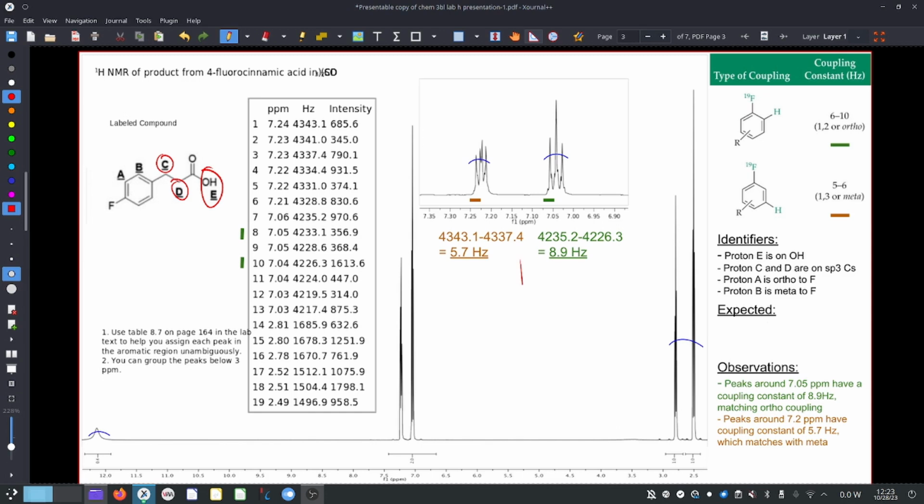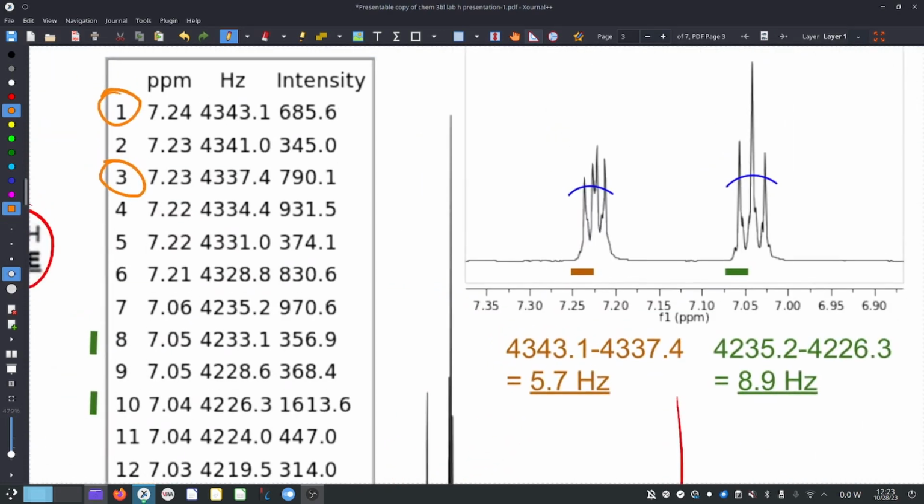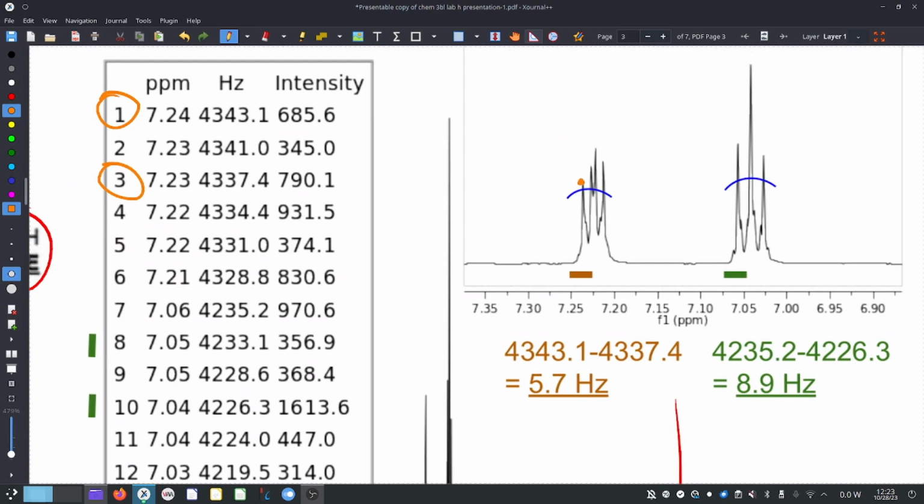These are zoomed in from those two. And we calculate coupling constants again. These are the same process as last time. So for the green one, we have coupling constant 8.9. They're marked on that coupling constant table that's been provided. And for the orange one, I did not really mark it on the table, but you'd use the values of this one, and then 4.7.4. So you notice they match up to the ppm, right? This peak is 7.24 ppm. The one next to it is 7.23. Right? The difference between them is 5.7 hertz.